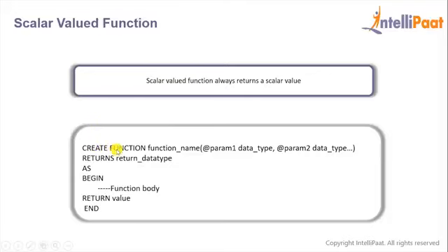So we'll type create function and then we'll give the function name. And inside the parenthesis, we'll specify the names of the parameters and their data types. And since the function is going to return a value, we'll type the returns keyword and specify the type of data which will be returned. After that, we'll type as begin and then give the function body and then return the final scalar value. Finally, we'll use the end keyword to end the function. So let's go to SQL Server and create our first scalar valued function.